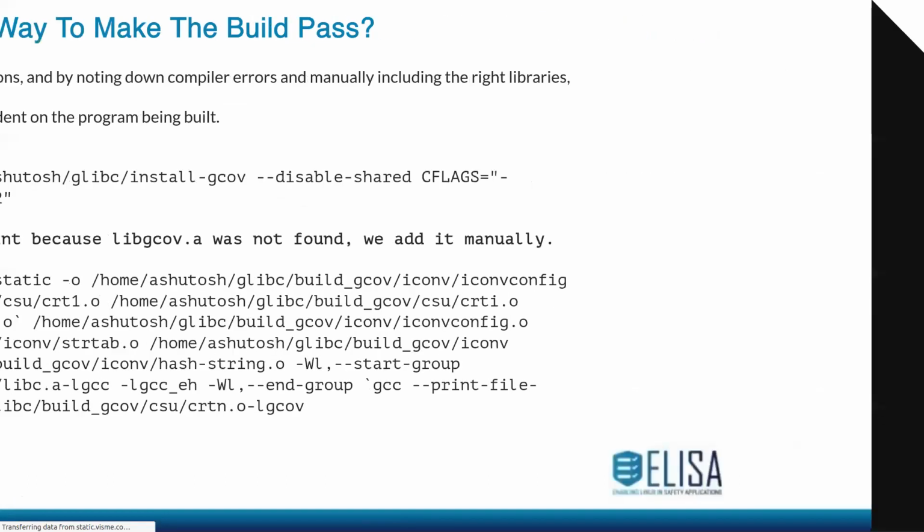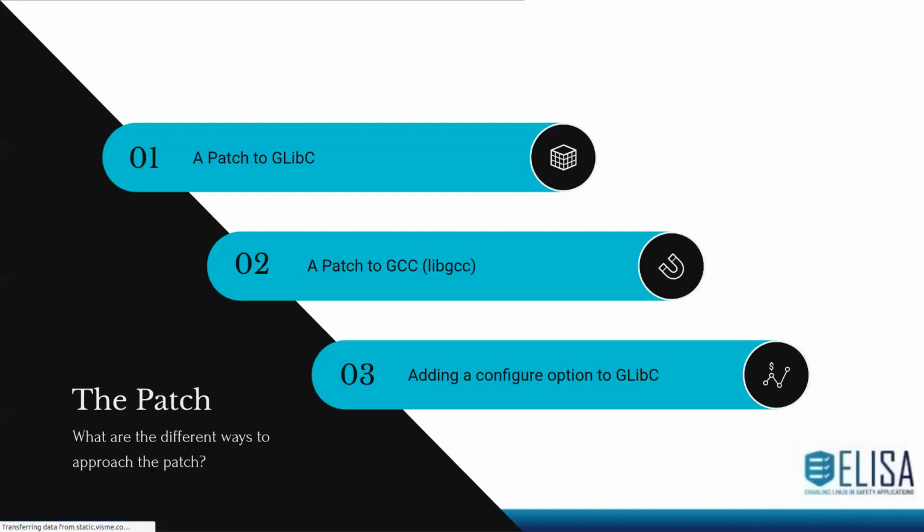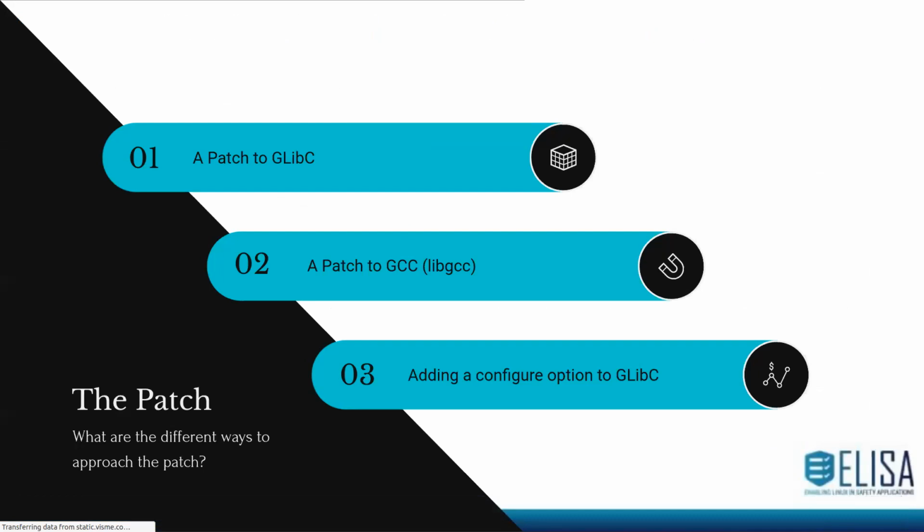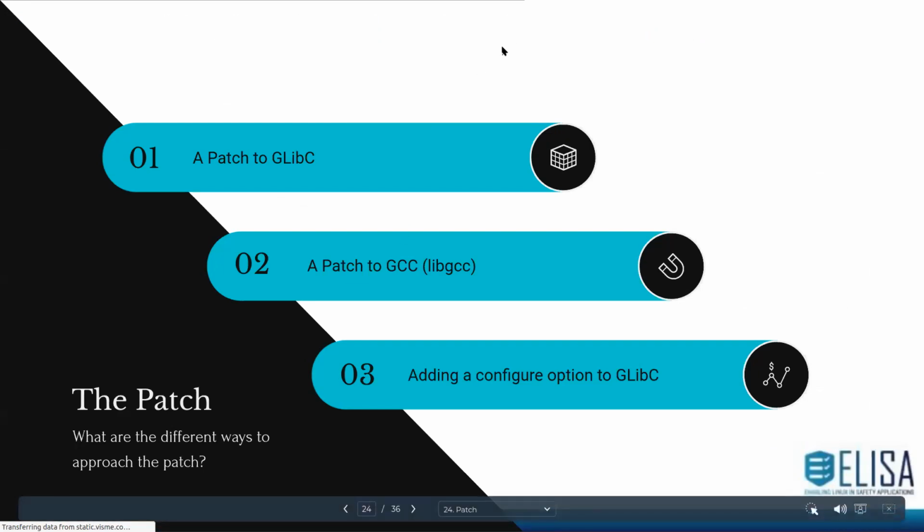So coming to the patch, there were three ways in which the patch could be approached that we identified. One was the patch to glibc, that is trying to fix the shared libraries, like identifying which shared libraries were causing problems, and trying to build a version of glibc that did not depend on these shared libraries. So the first solution was a patch to glibc itself.